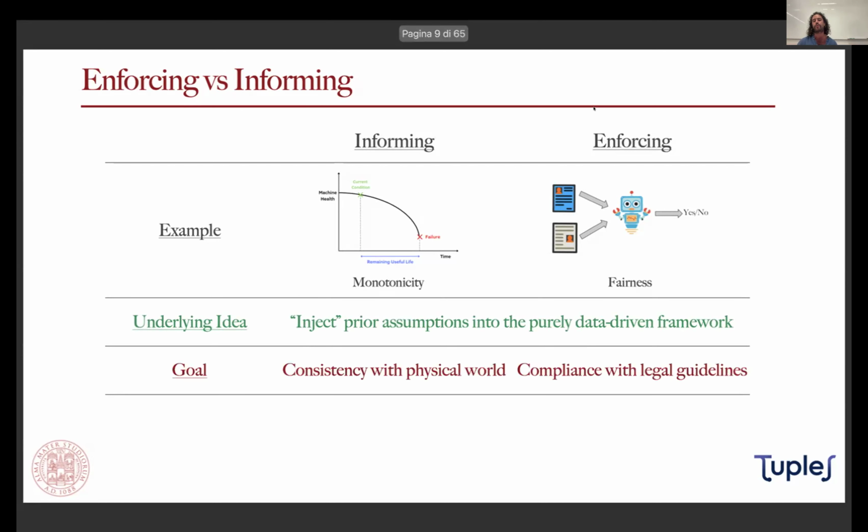One difference, however, is in the final high-level goal. When I inform my system about monotonicity, I want to be consistent with the physical world, okay? The curve that I want to estimate is monotonic. I would like my network to be monotonic as well. On the other side, the perspective is slightly different, because rather than be consistent, you want to be compliant with the regulations, okay?